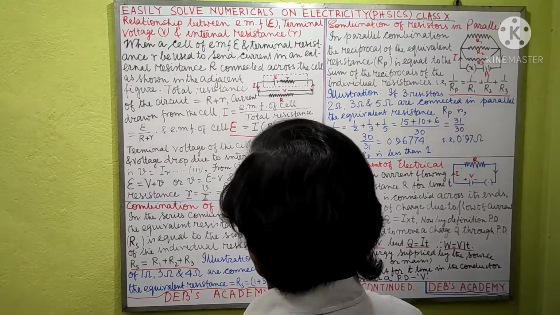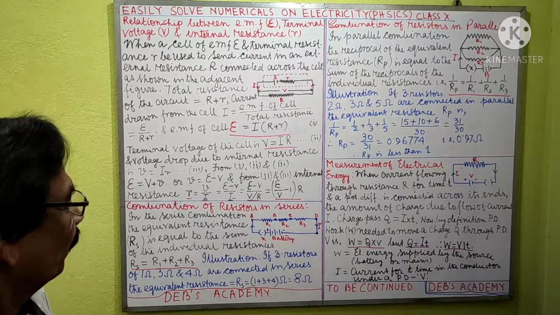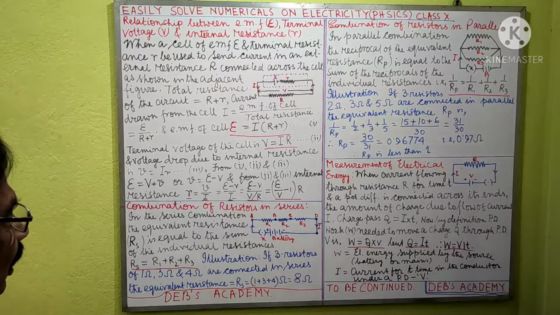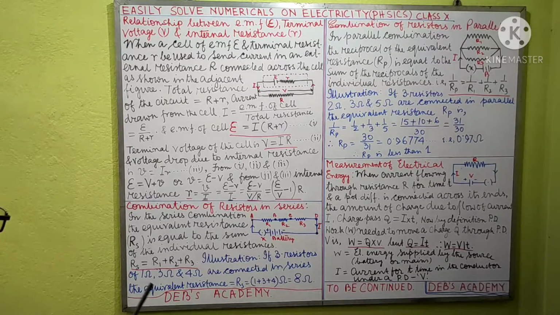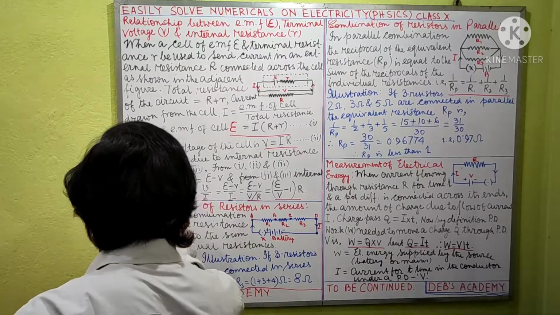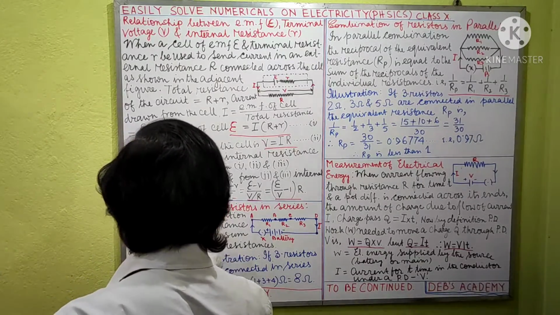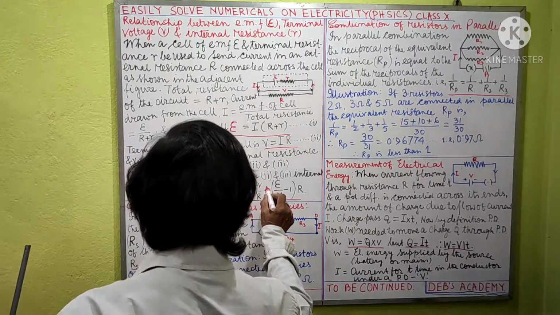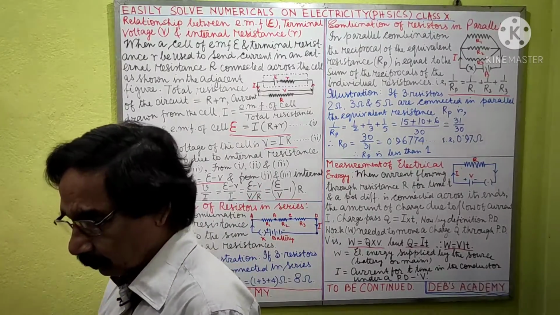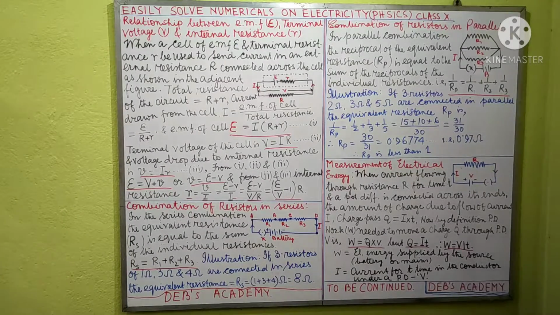And the voltage drop due to internal resistance is small v equal to Ir. Follow the formulae that are used here. V equal to capital IR.